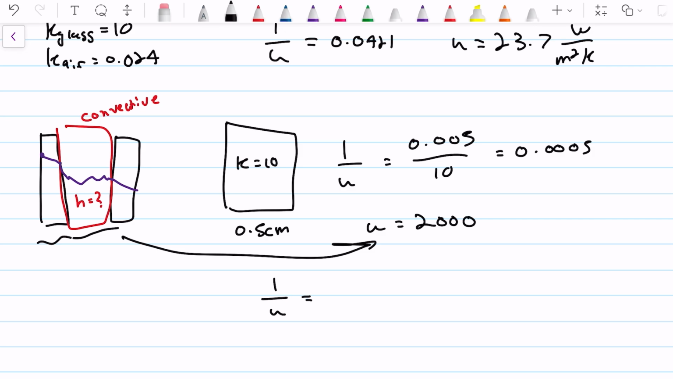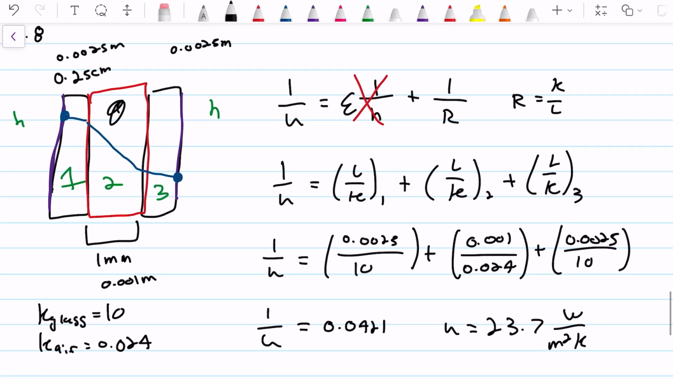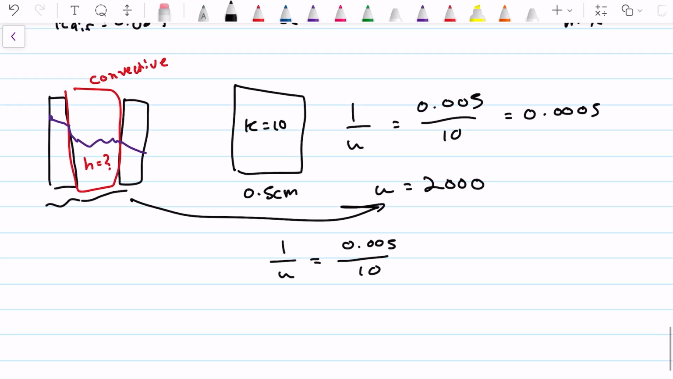So 1 over U is going to be equal to essentially 0.005 over 10, and then plus 1 over h. So now we have to include convective heat transfer. And we know that our overall heat transfer coefficient is going to get smaller because it's probably going to be a lower value. So let's decrease this number by 1%. We're going to take off 20.